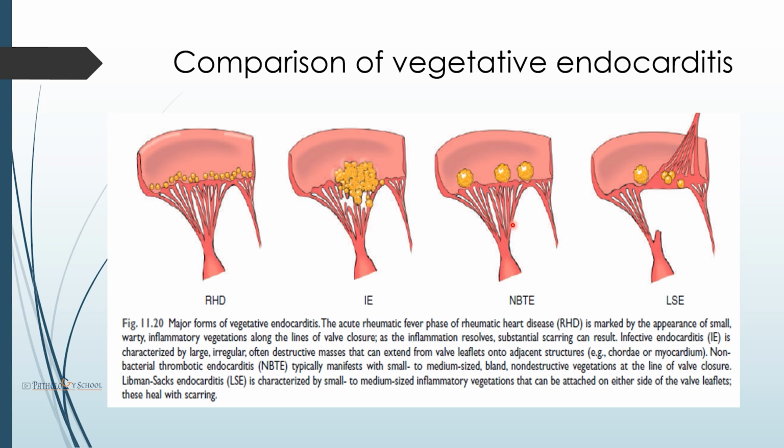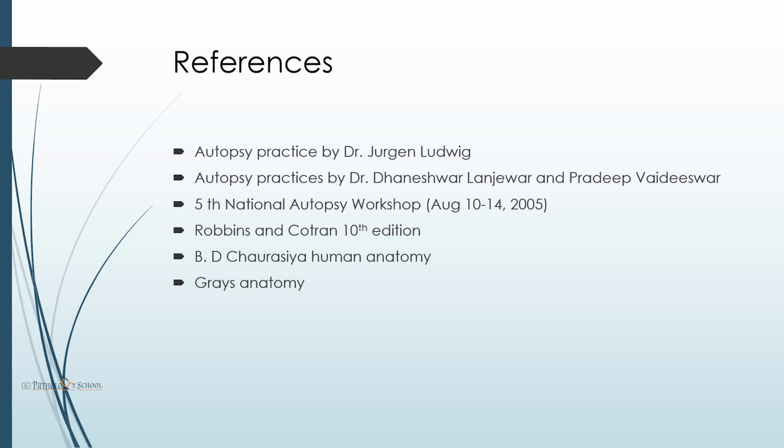and in non-bacterial thrombotic endocarditis, they are small to medium sized, bland, non-destructive vegetations at the line of valve closure. Libman-Sacks endocarditis is characterized by small to medium sized inflammatory vegetations attached on either side of the valve leaflet. These are my references. Thank you.